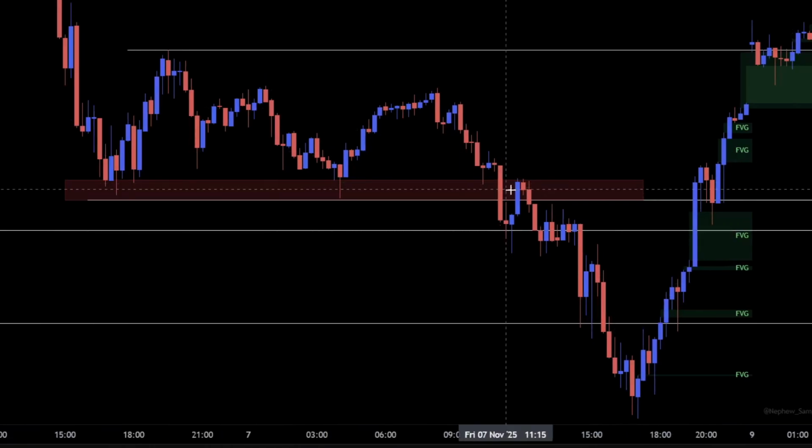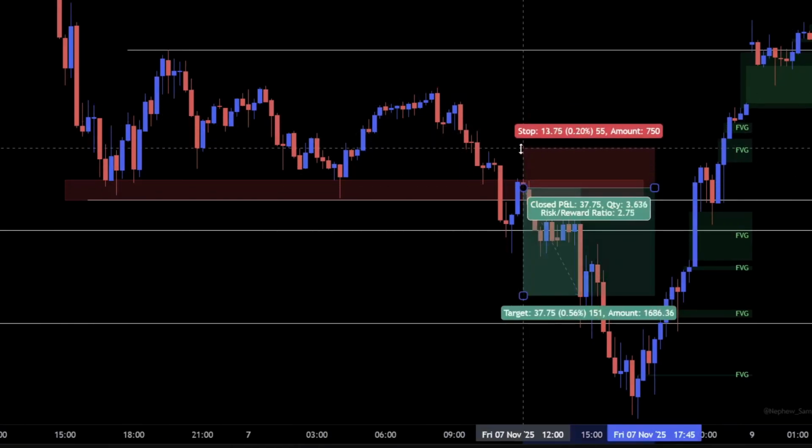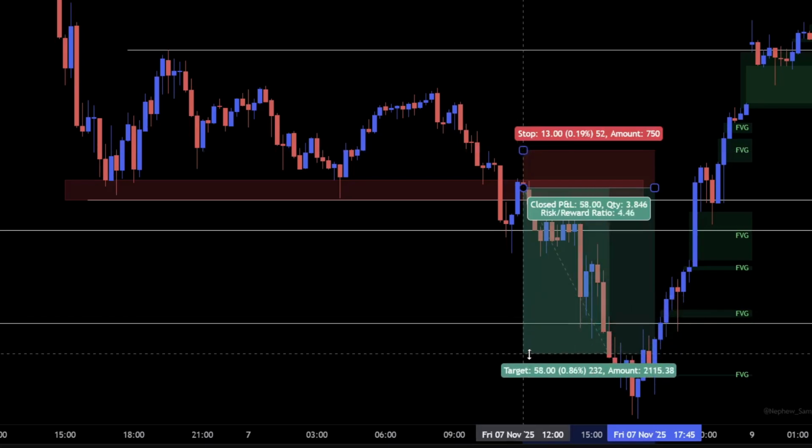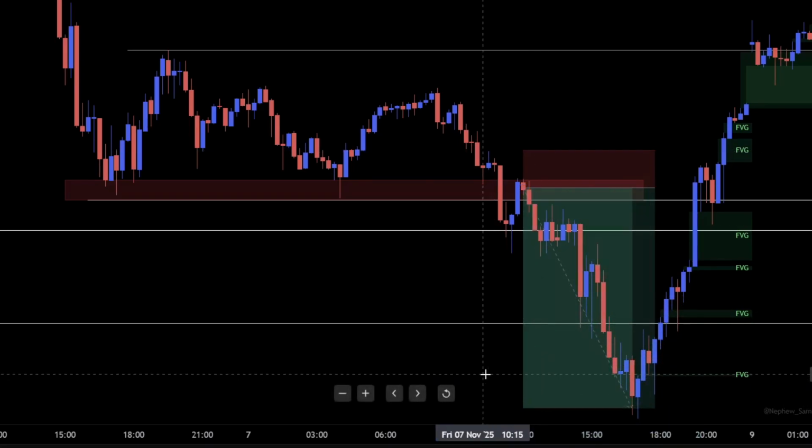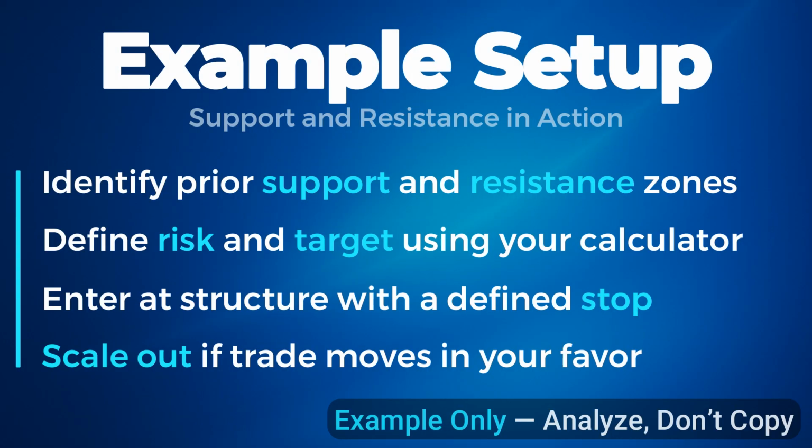Now, if you were to put the entry at the retest of support as resistance, with the stop loss above the wick and the take profit near the liquidity zone, you would have had close to a 6R on the trade. If price moves in your favor, scale out part of the position and let the rest trail behind structure. The goal here isn't to predict, it's to show how a clear process looks when applied. This is an example trade, don't copy it.